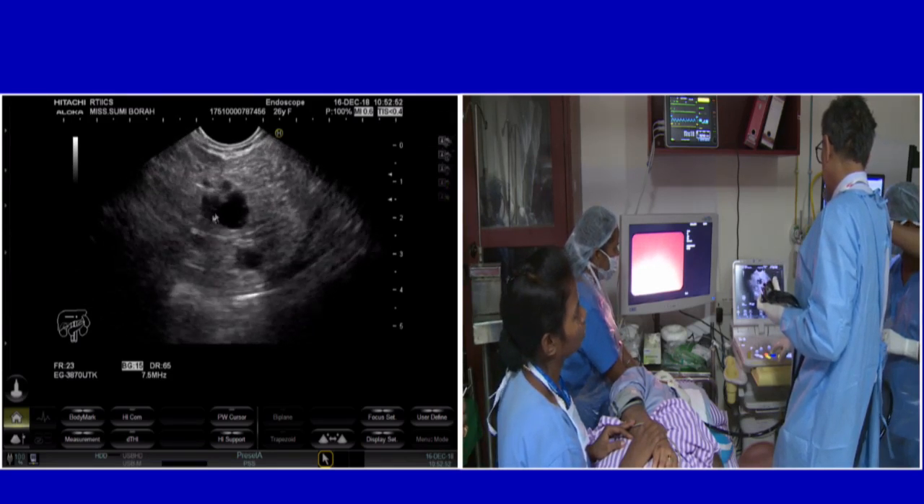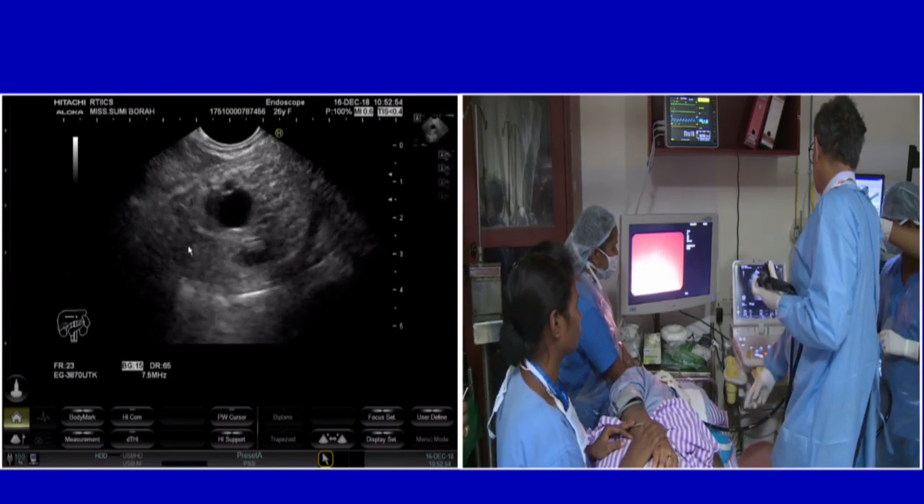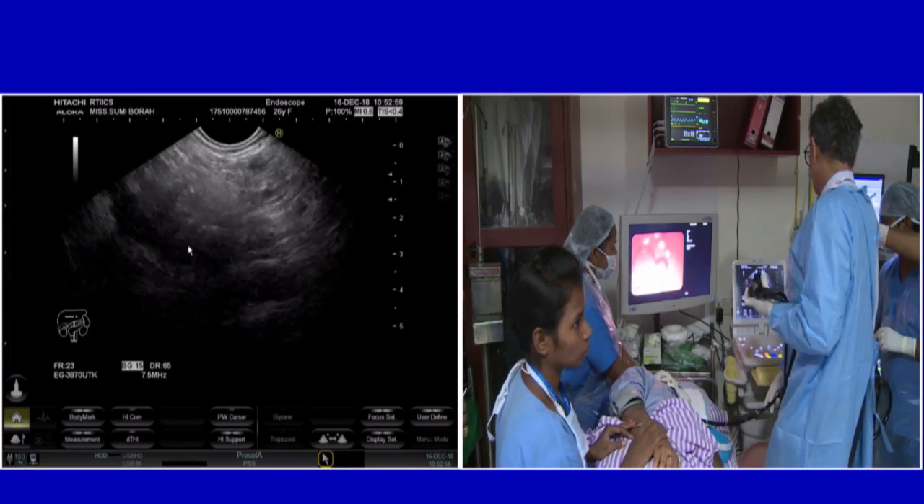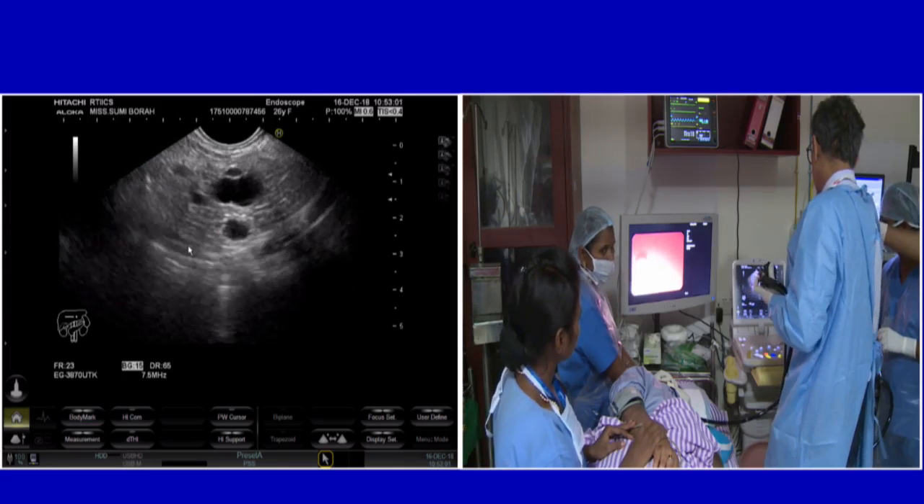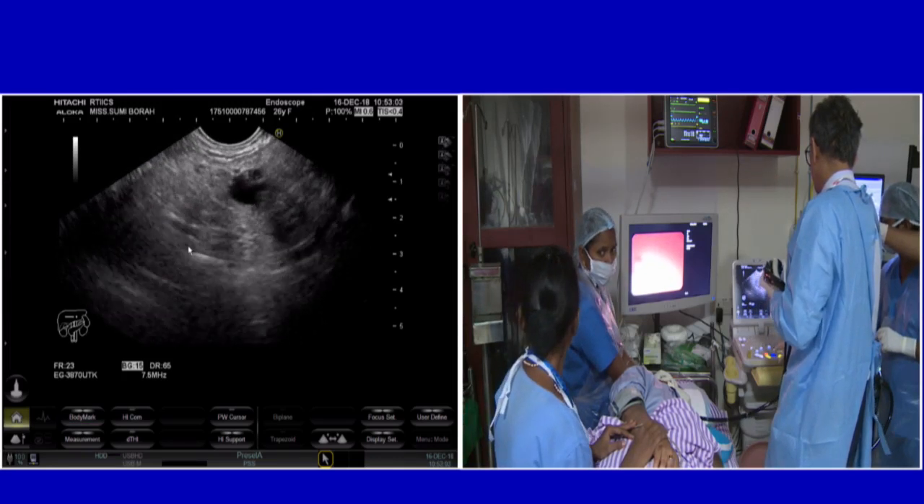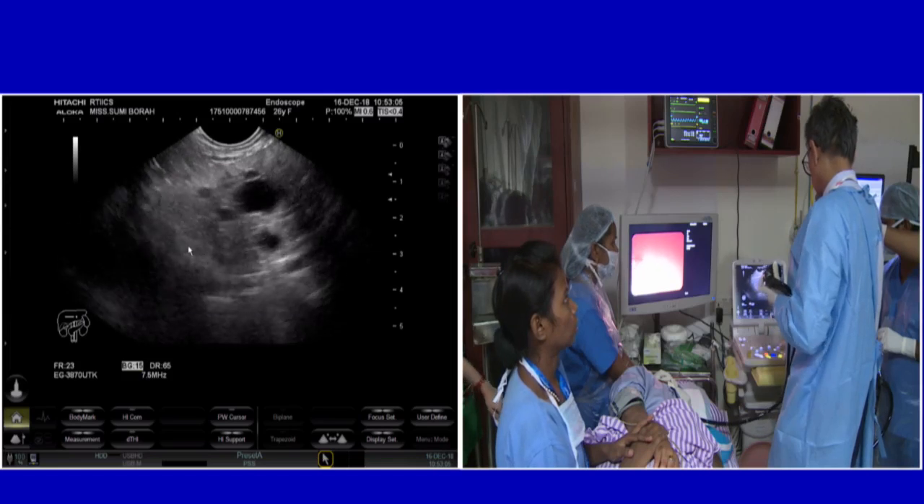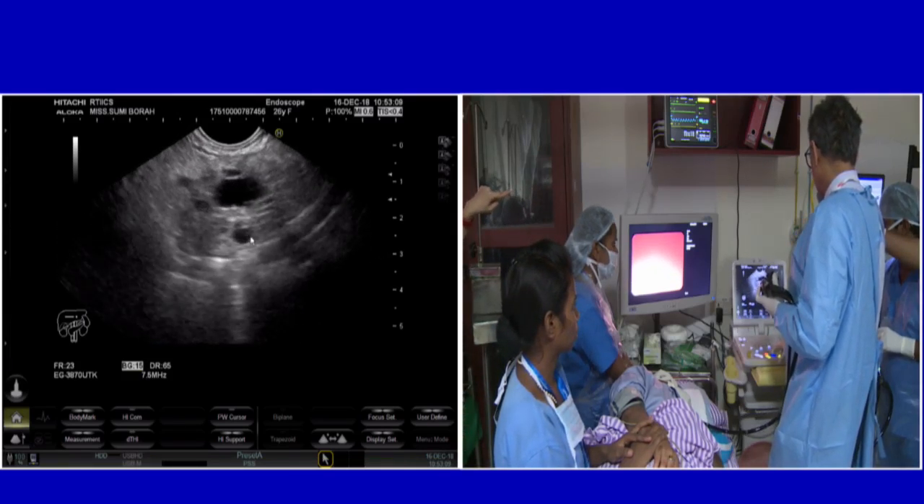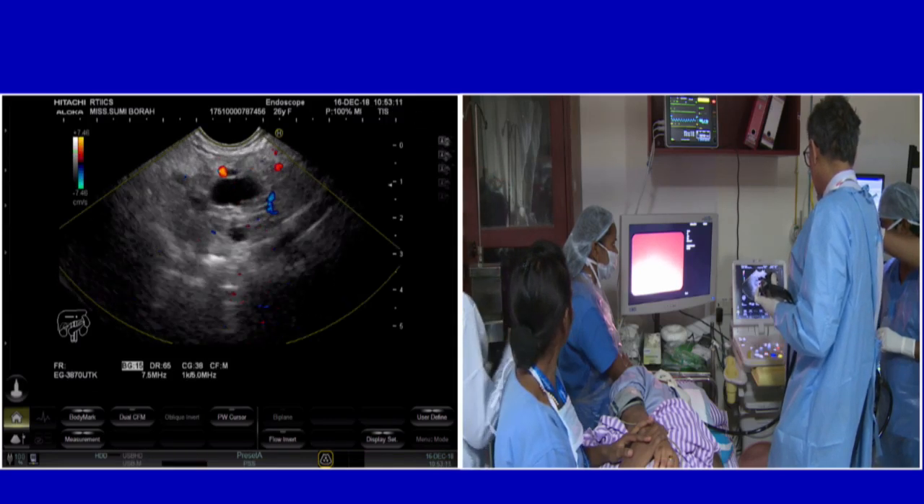So we'll further characterize this cyst, but let me find if from the stomach I can find any more cysts or not. So I have not found any more cysts. Now my questions are: is this cyst communicating with the pancreatic duct? That's one question. Second thing is, are there many cysts? And then we start working.